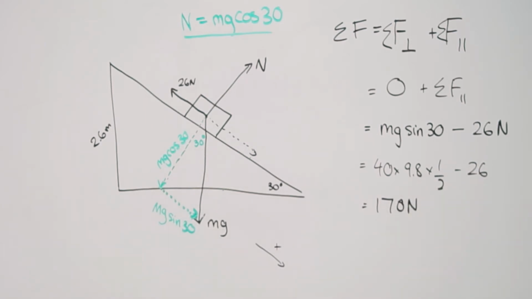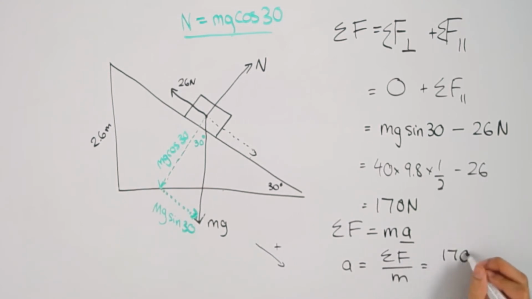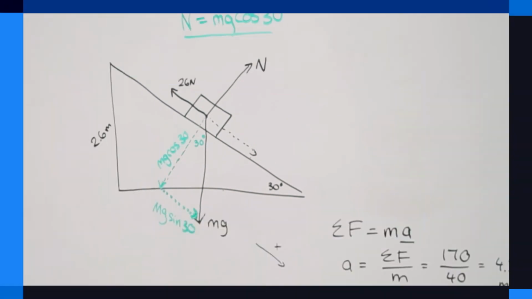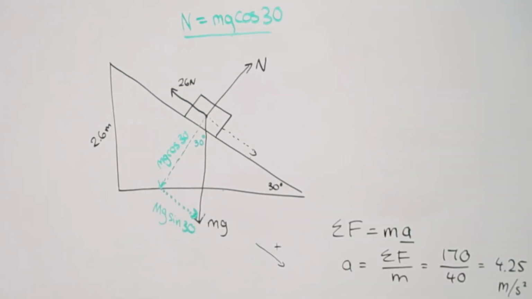Okay, so what's the point of this? The point of this is now we can use Newton's second law, F equals ma, to work out the acceleration, and with the acceleration we can then work out the velocity. So we want to make acceleration the subject. Acceleration is going to be the net force divided by the mass, which is 170 divided by 40, which gives us 4.25 meters per second squared.